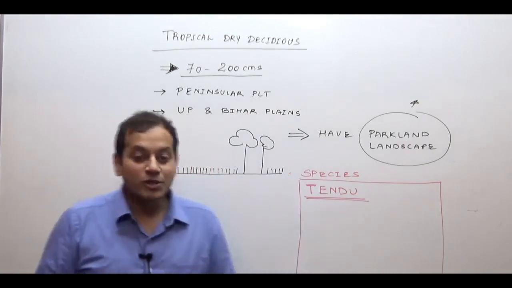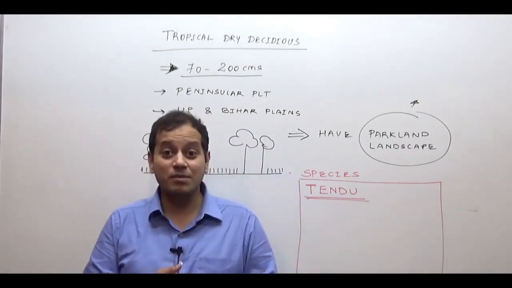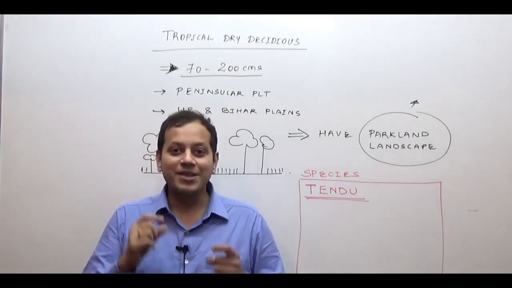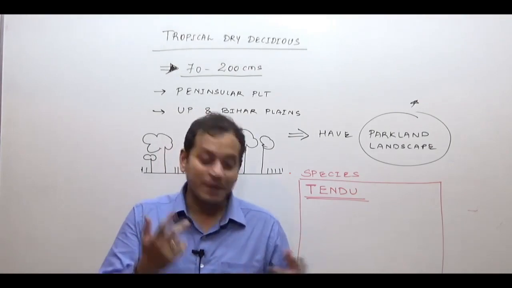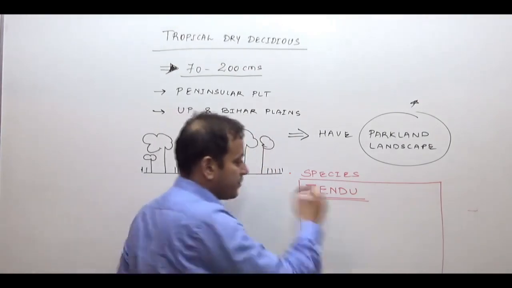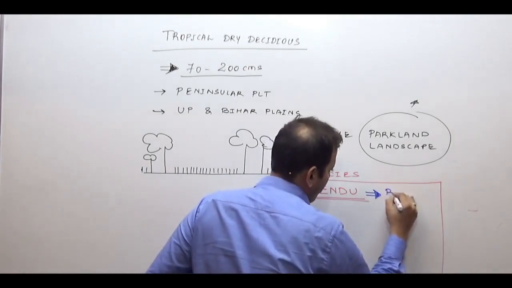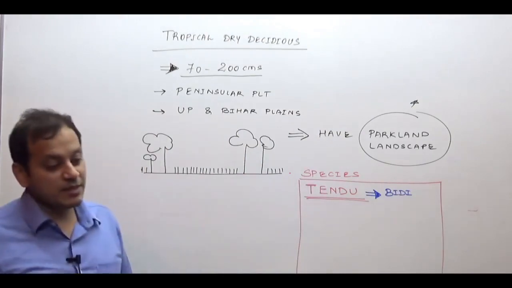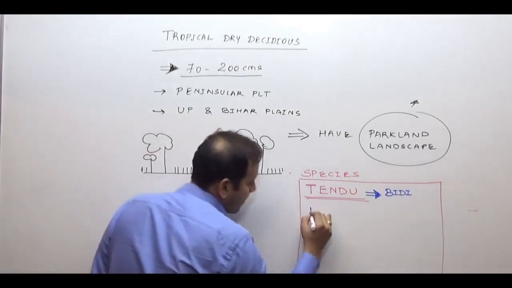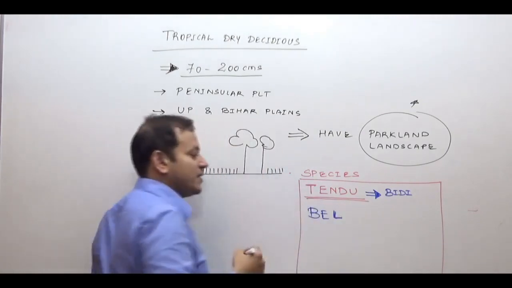Why is it the most important species? Because it must have some commercial importance. What is the commercial importance of tendu? Tendu leaves are used for making beedis, so they are used in the beedi industry. The other important species here is bael.